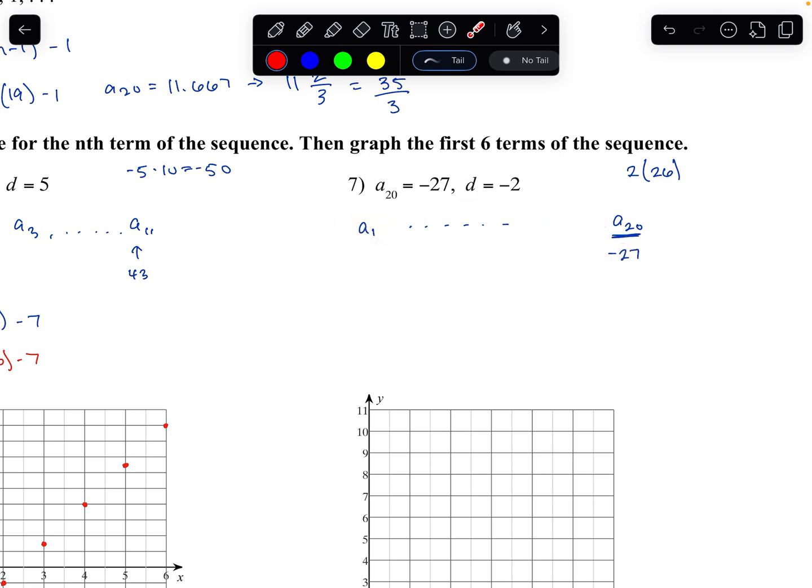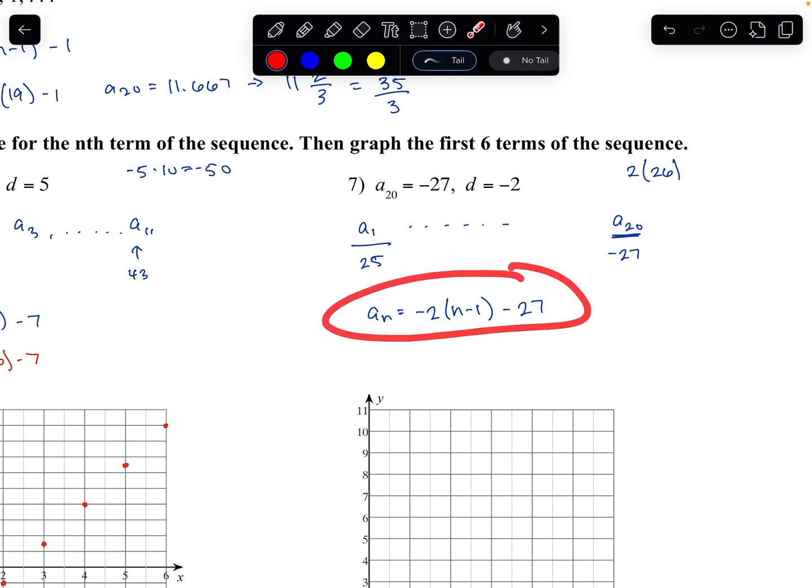So negative 27 plus 52. Whoops, so 52 minus 27, and that's going to be 25. This would have to be 25. And so our rule a sub n is going to be equal to negative 2 times n minus 1 minus 27. Just to verify, to make sure that I have this correct, I'm going to plug in 20 in here. So that would make this 19.